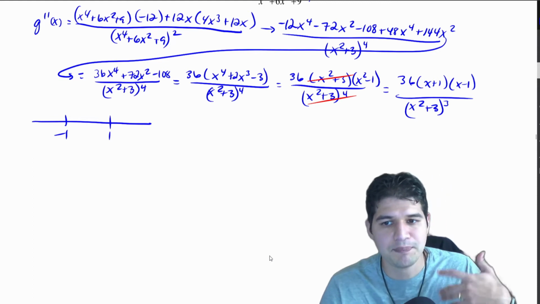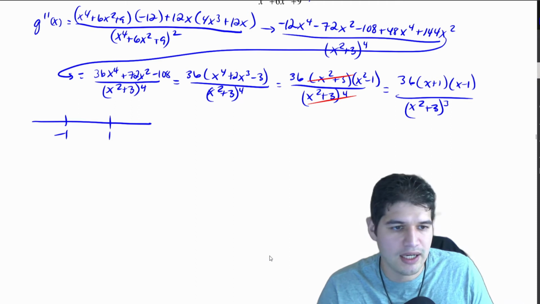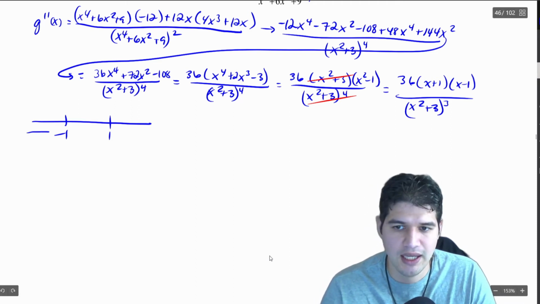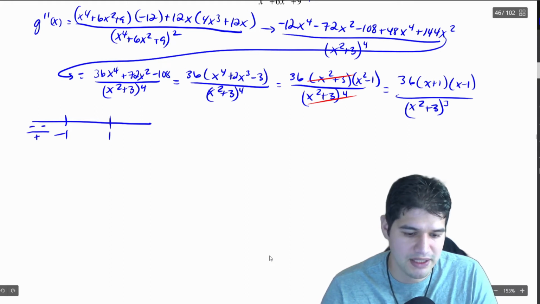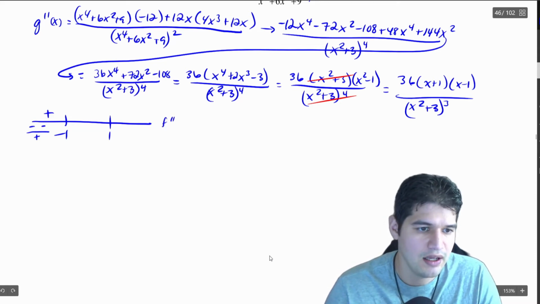So we're always going to get positive 36 in the numerator. If I choose values less than -1, and there's my division sign right there, I'm going to get a negative, and then positive in my denominator. So all this becomes positive. And I just want to make a note that this is the second derivative.